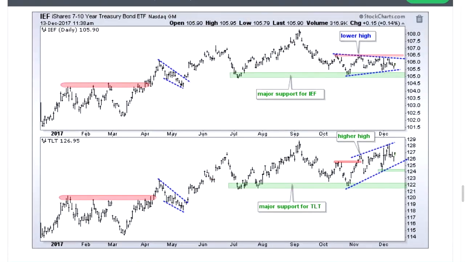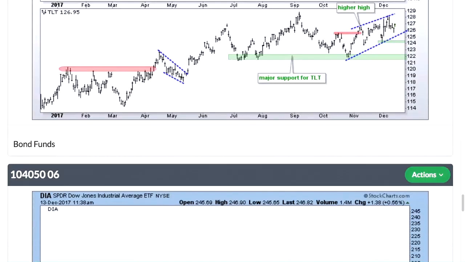So TLT continues to rise, and until TLT breaks 124, I don't think we have that definitive move down in the bond market that is needed to keep this rally going in financials. So that's what I'll be watching going forward here.